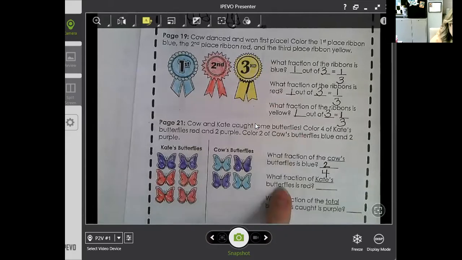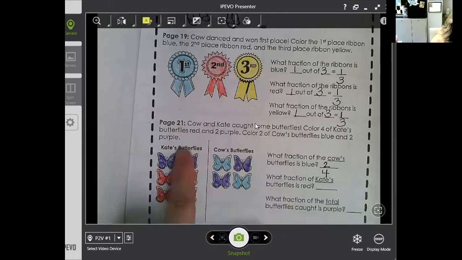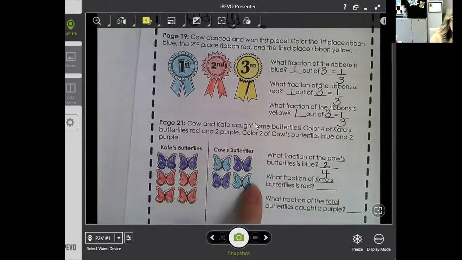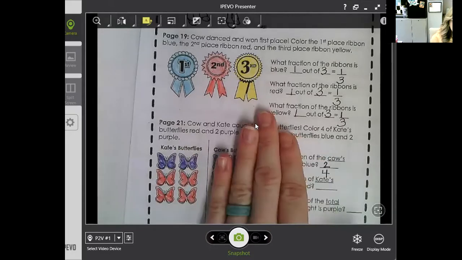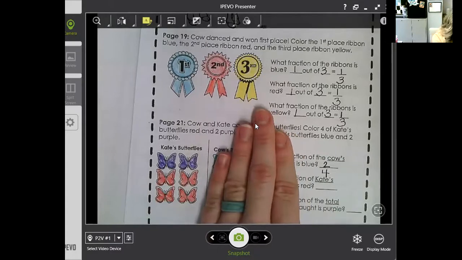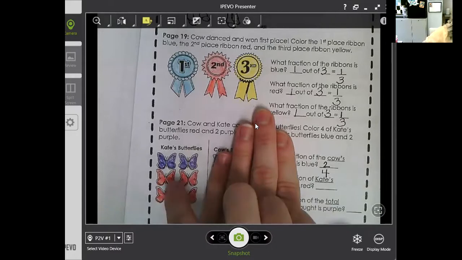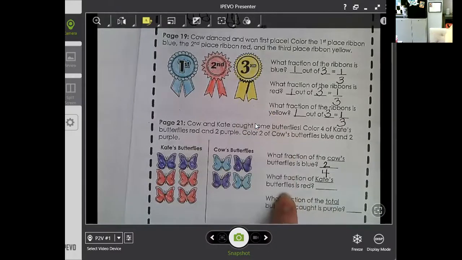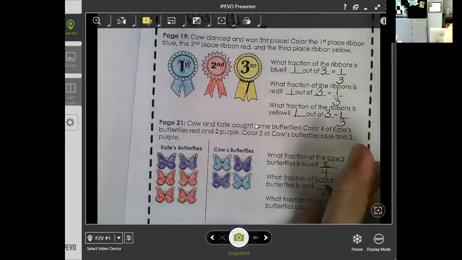So the next question asks us, what fraction of Kate's butterflies is red? So we're just looking at Kate's butterflies. So the bottom number or the whole number is no longer going to be 4 because we're not talking about cow's butterflies. We're talking about Kate's. So Kate has 1, 2, 3, 4, 5, 6 butterflies. Okay? If Kate has 6 butterflies, how many of those 6 butterflies are red? 1, 2, 3, 4. So of Kate's 6 whole butterflies, 4 of them are red.